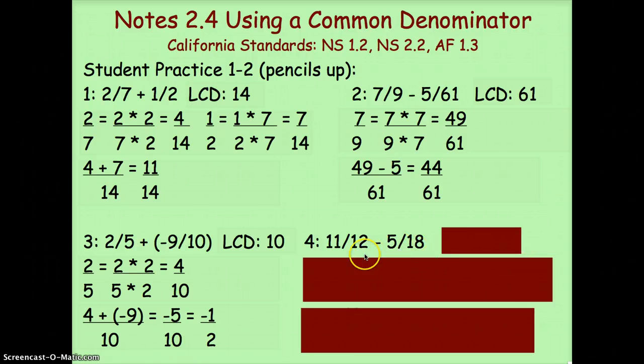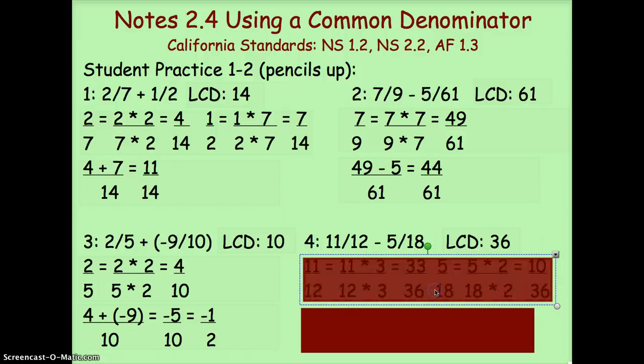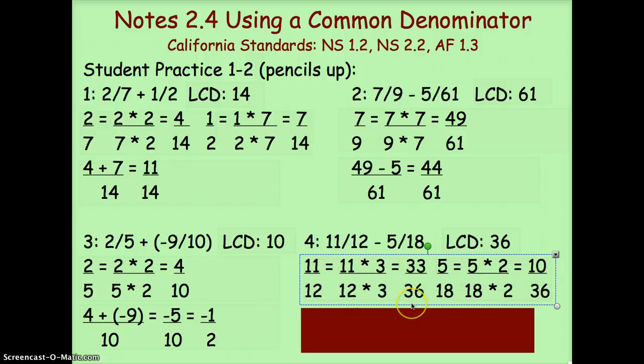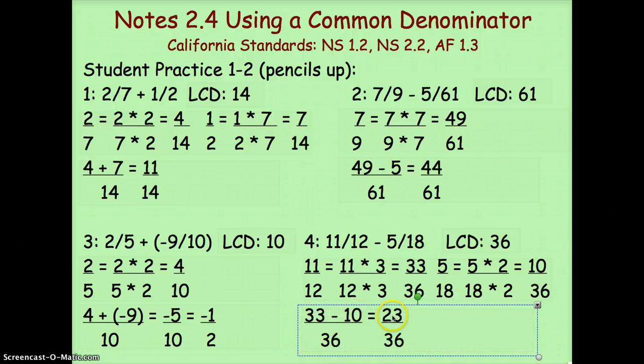Okay, last problem here. I need to find my LCD. This one might have been a little tricky for you. It is in fact 36. Create new fractions with an LCD of 36. We have 33 over 36 here and 10 over 36 here. And of course we can do 33 minus 10 is 23 over 36. And that is your final answer.